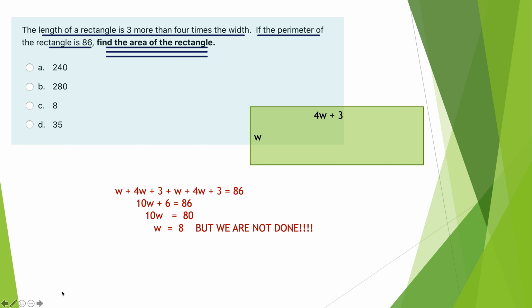The way I carry that a step further is I say, okay, how do I find area? Well, area is length times the width. So we said the width is 8. I got to find the length, which is 4 times 8, which is 32, plus 3, which is 35. So I get 35 times 8, and that is 280. So the correct answer to this question is 280.